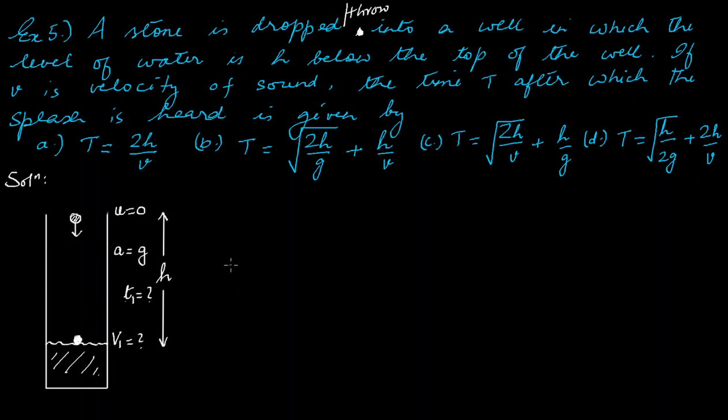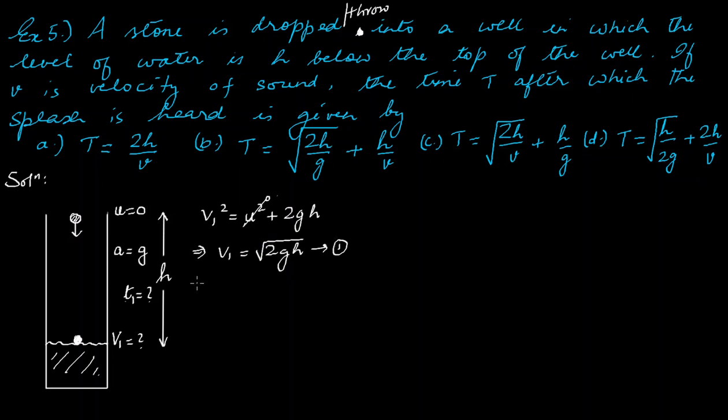Okay, so how do we do? Let's do like this. Let's use v1 square is equal to u square plus 2gh. So obviously u here will be 0. So what will be the value of v1? v1 is square root of 2gh. Call that equation 1, right?